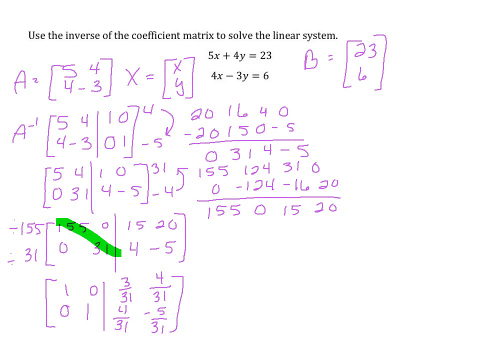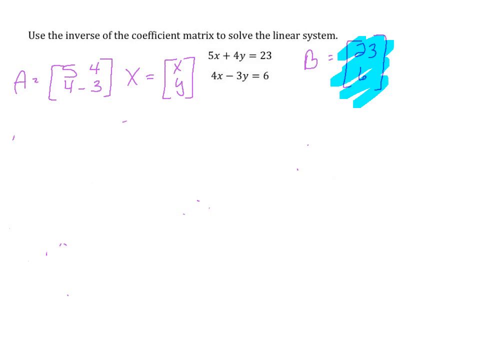Alright, so at this point we now have our inverse, and we can multiply our inverse with our numbers over here so that we can find the solution set. And that's what I'm going to do on the next screen. So I'm going to erase some stuff and we'll come back. So our inverse matrix was 3/31, 4/31, 4/31, negative 5/31. And we want to multiply that by 23 and 6 here.